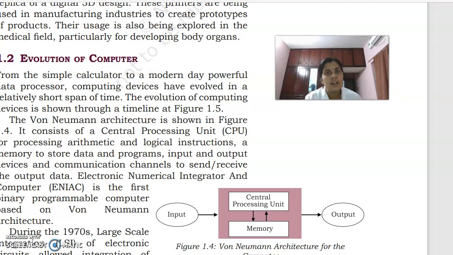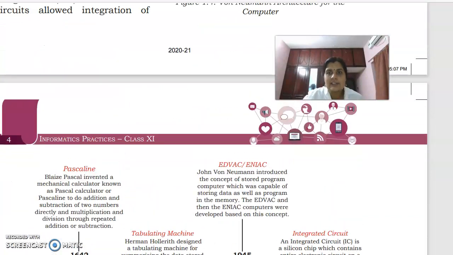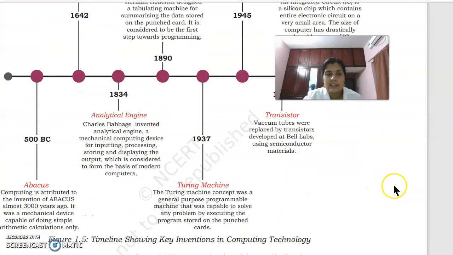Abacus is used for simple calculation of maths. By using an abacus, we can do mathematical operations. So in this evolution of computer, there is an architecture known as von Neumann architecture. We will study it because that is the starting point of the computer. We already said abacus is the starting point, but the abacus is not the starting point of the latest computer; von Neumann architecture is.